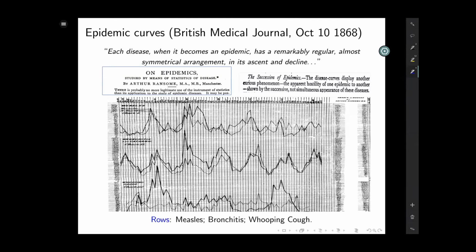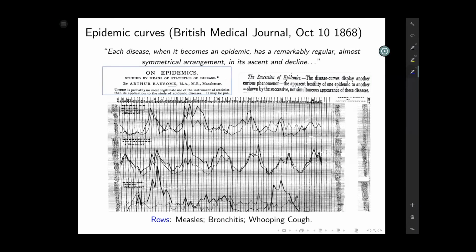And then there are three epidemic curves here based on weekly readings. The first row corresponds to measles. The second is bronchitis and whooping cough. Okay, weekly readings of number of cases in Manchester. And he starts off by saying each disease, when it becomes an epidemic, has a remarkably regular, almost symmetrical arrangement in its ups and downs, okay, which is roughly what we think of when we think of a shape.